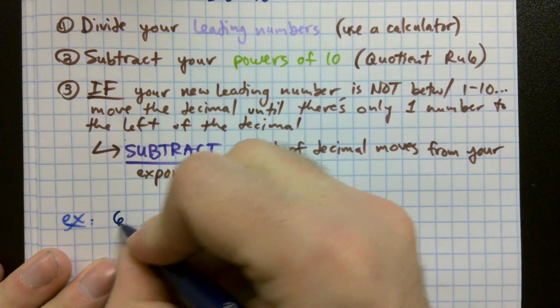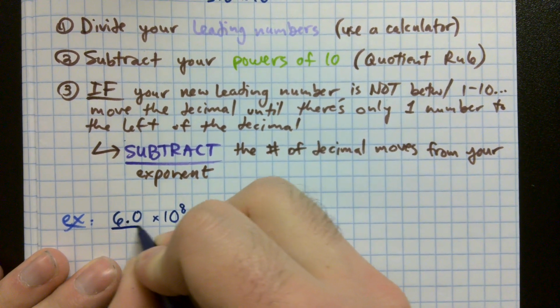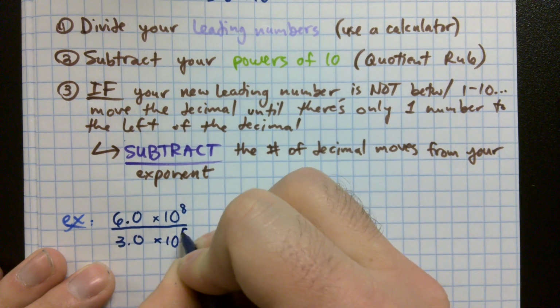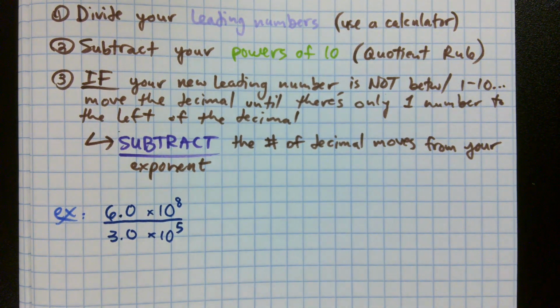So with that first example, we had 6.0 times 10 to the 8th over 3.0 times 10 to the 5th. Get that written down. I'll give you guys a few minutes here to finish copying. Everyone writes at their own pace, so we'll take our time.